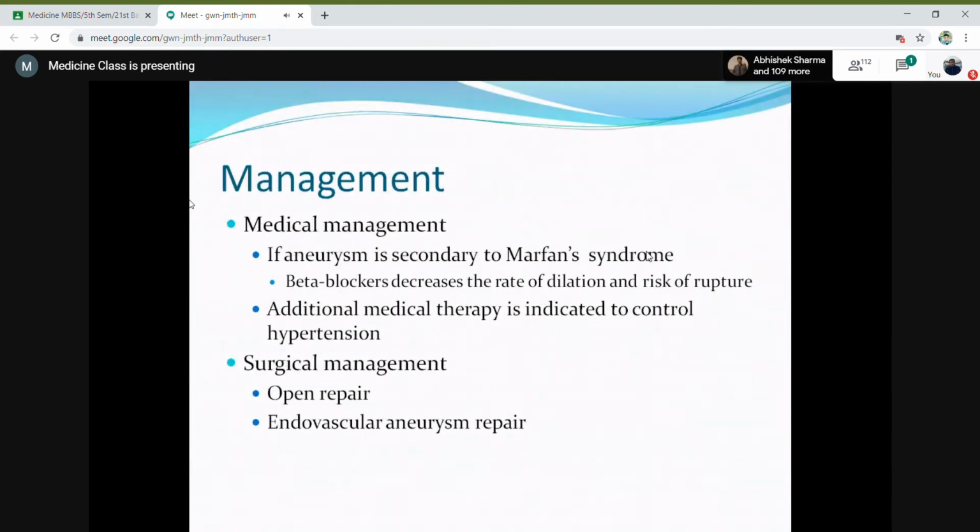Now, management. The medical management, if the aneurysm is secondary to Marfan syndrome: beta blockers decrease the rate of dilatation and risk of rupture. Other antihypertensive drugs like ACE inhibitors, ARBs, and calcium channel blockers are additional medical therapy indicated in patients who are still hypertensive with beta blocker. The surgical management includes open repair of the aneurysm or endovascular aneurysm repair.